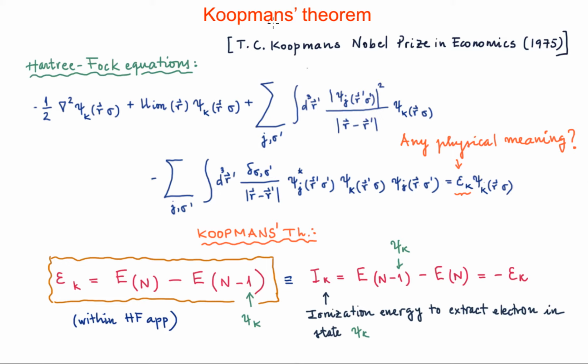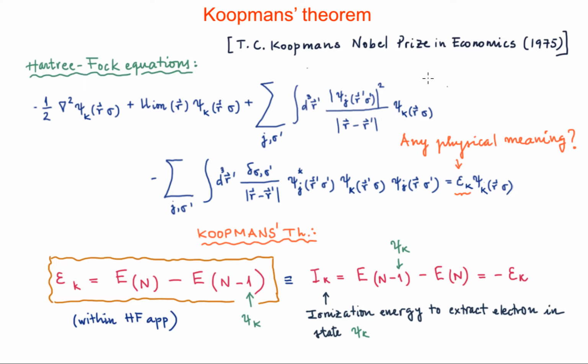We're going to describe here the Koopmans theorem, which, by the way, he got while doing his PhD in physics, and then he switched to economics, and actually he got a Nobel Prize in economics in 1975. So we already derived the Hartree-Fock equations.